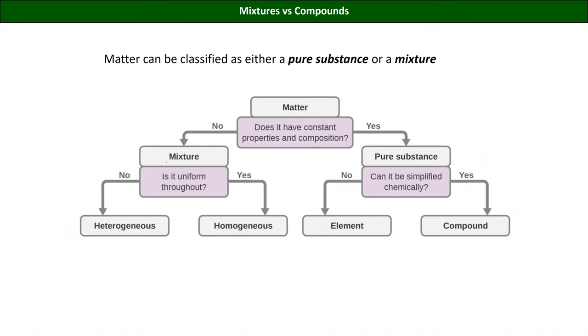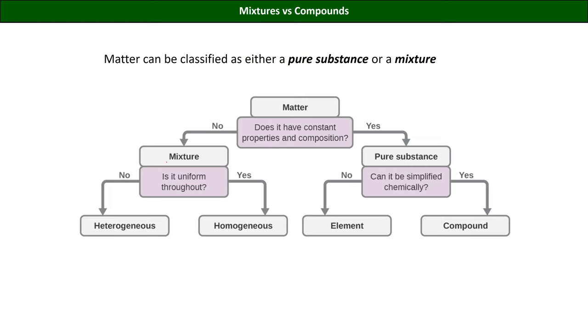So there are really easy examples. The easiest one to think about would be salt water. Does salt water have constant properties and composition? What could change about it? You could separate salt from water. That's one indicator that it might be a mixture. Yeah, salinity level can change, right? You can have things that are more salty or less salty, but it's still salt water, right? The fact that you can change that property means it's not a pure substance, right?